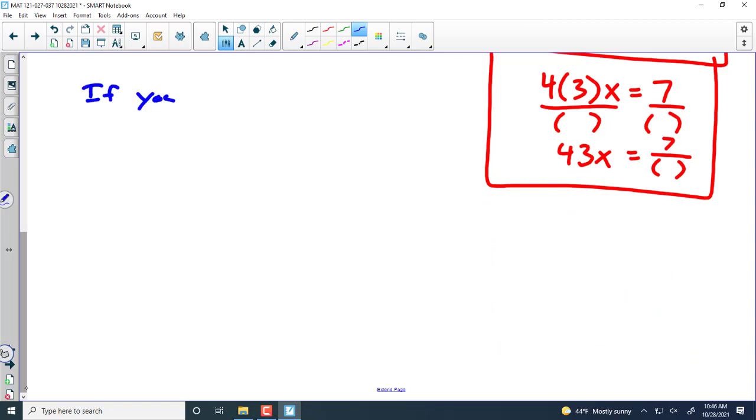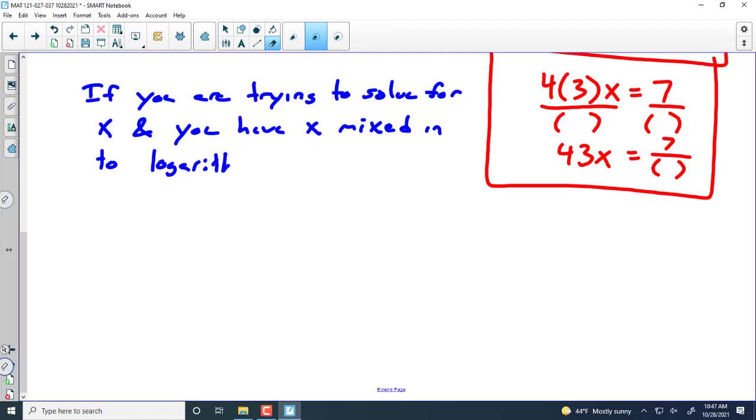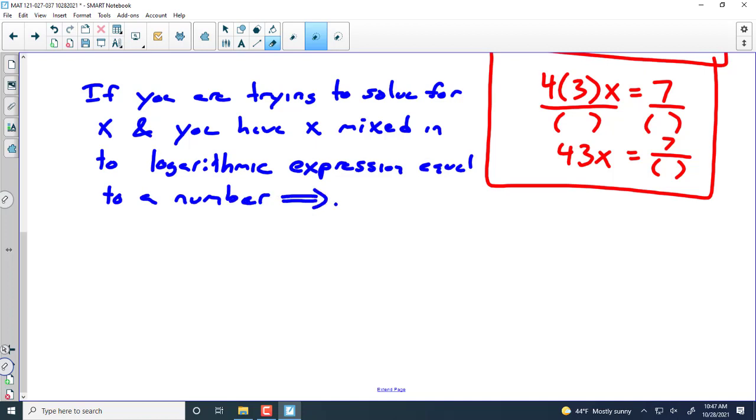if you are trying to solve for x and you have x mixed in to a logarithmic expression equal to a number, you rewrite in exponential form.